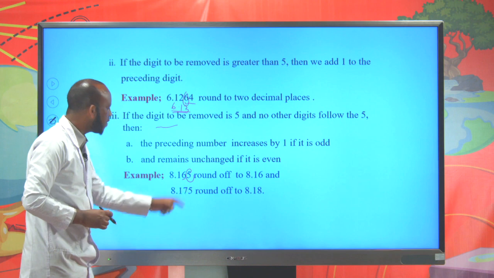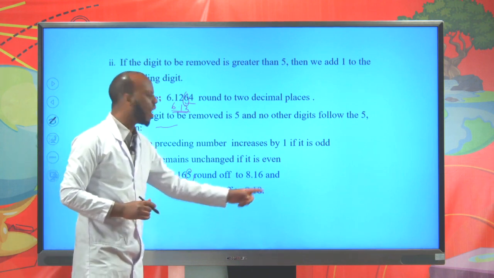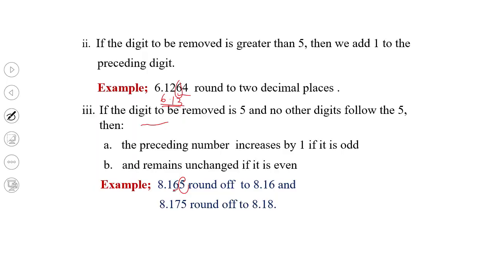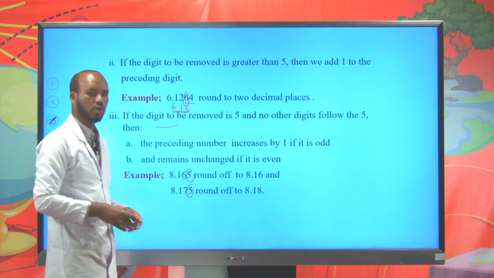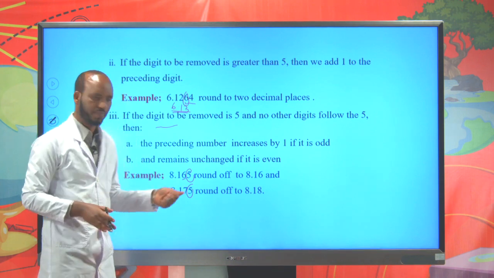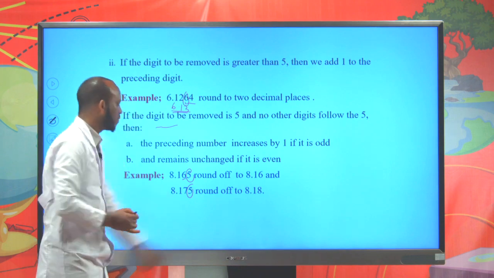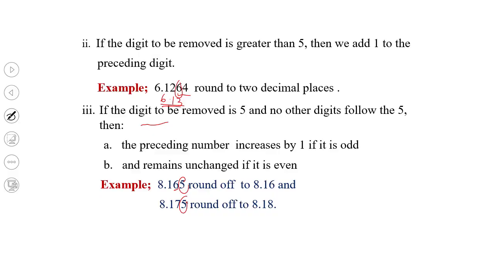8.175 rounds off to 8.18. Again, the number to be removed is 5 and no other digits follow 5. The preceding digit is odd. We add 1 to it and it is reported as 8.18.